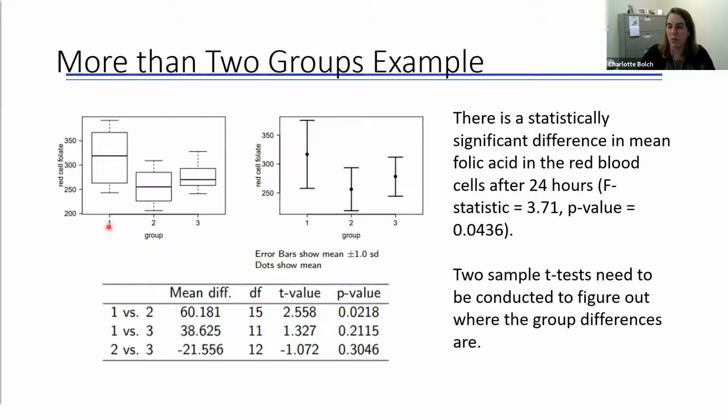You're looking at whether there is a difference between group 1 versus 2, 1 versus 3, and 2 versus 3. As you can see, and as you can also see from the graph, there's no difference between 1 and 3 or 2 and 3, but there is something going on between groups 1 and 2.